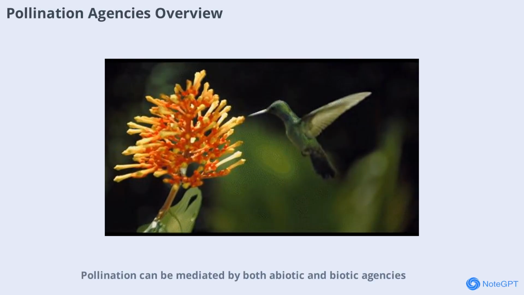Pollination can be mediated by both abiotic and biotic agencies. Abiotic agents include non-living factors like wind and water, while biotic agents involve living organisms such as insects, birds, and bats. Each agent plays a unique role in transferring pollen, and plants have evolved specific adaptations to attract or utilize these agents. Understanding these relationships helps us appreciate the complexity and beauty of plant reproduction.